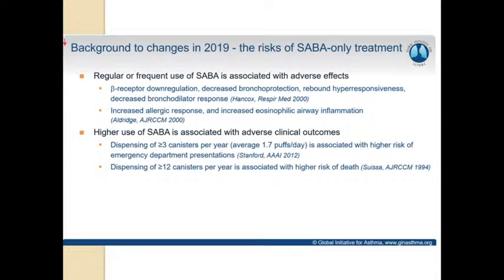By the way, regular and frequent use of SABA is associated with adverse effects like beta receptor downregulation, increased allergic response, and increased eosinophilic inflammation. Also, dispensing over 3 canisters per year is associated with a higher risk of emergency department visits, and more than 20 canisters per year of SABA is associated with a high risk of death. That's why if you ask a patient how much salbutamol they consume monthly, and the patient says 1 canister, it's a high risk of death, by the way.